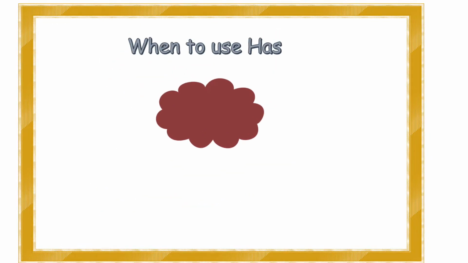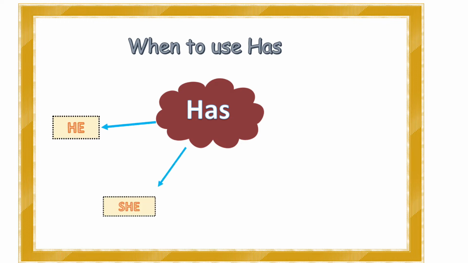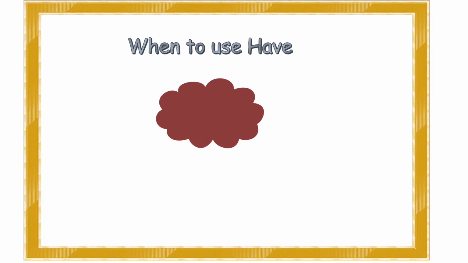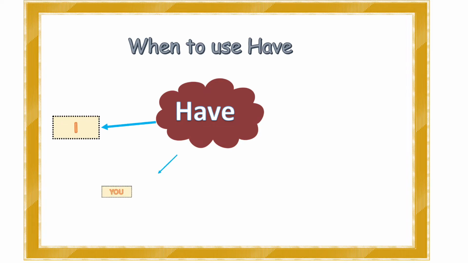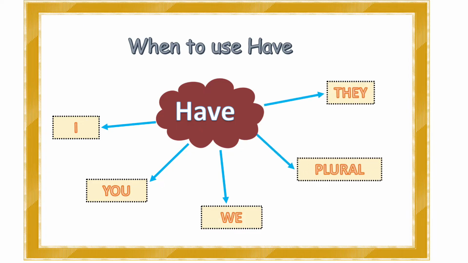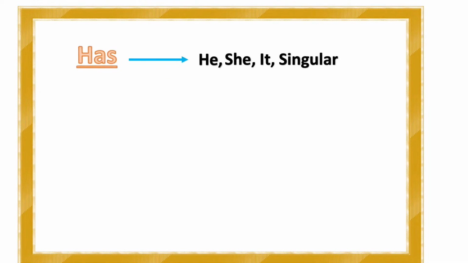When to use has. Has is used with pronouns he, she, it, and singular nouns. Have. Have is used with pronouns I, you, we, they, and the plural nouns. Now let's look at some examples with the rule on top.